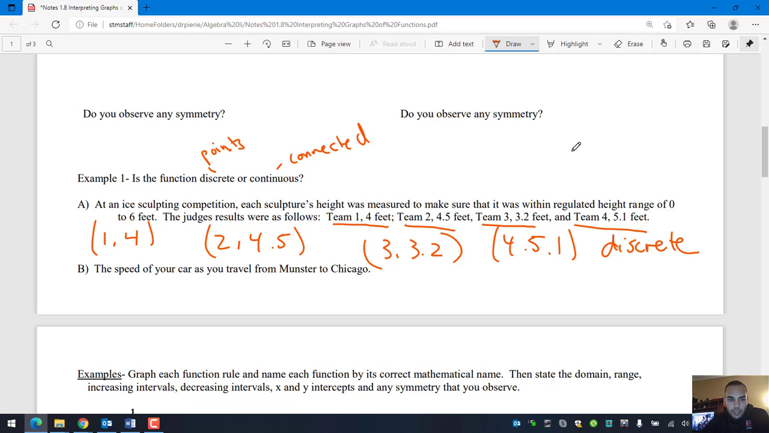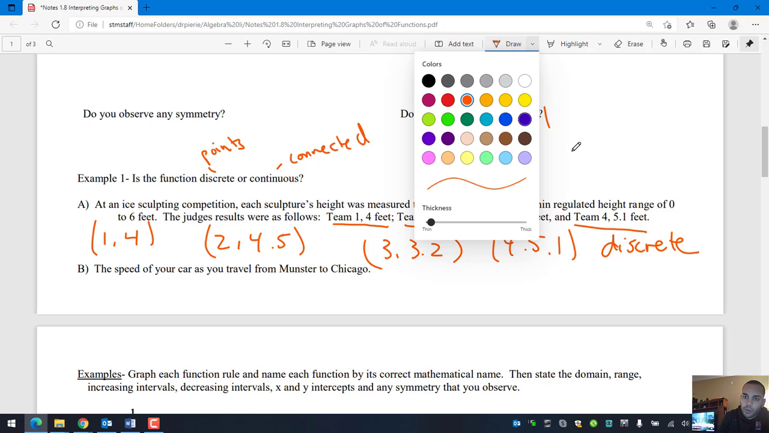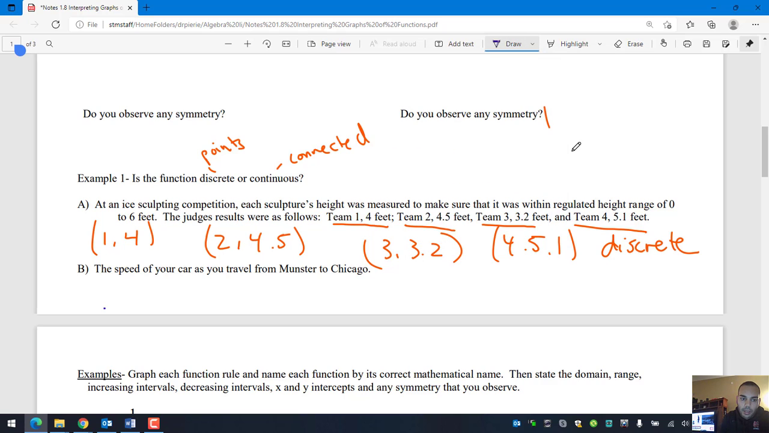And then the next one says, the speed of your car as you travel from Munster to Chicago. If you ever looked at your speedometer as you've driven or your parents have driven, it's always going to be like one smooth motion going from one speed to the next. You usually start in park, which is 0 miles per hour, and when you get out of your neighborhood, your speed goes up slowly. You go from 0 slowly to 20, to 25, to 35. Then you might hit a stoplight and go back down to 0, but you don't jump immediately to 0, you kind of ease into it.